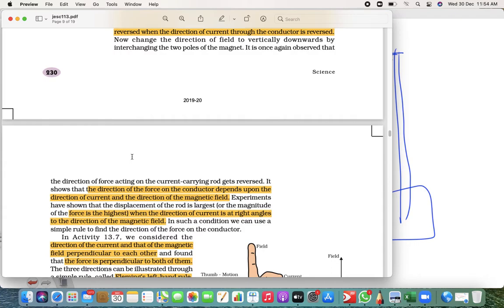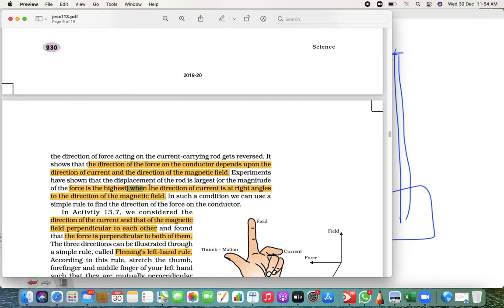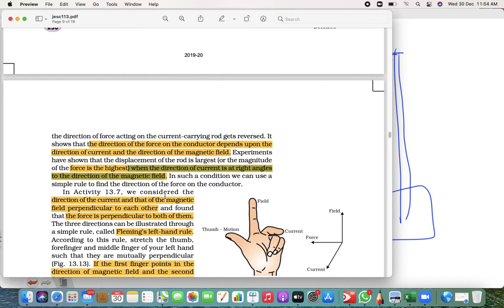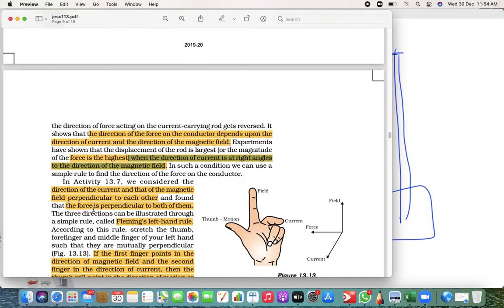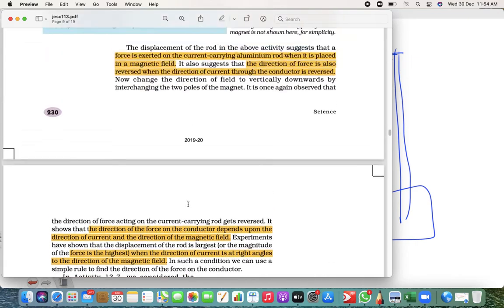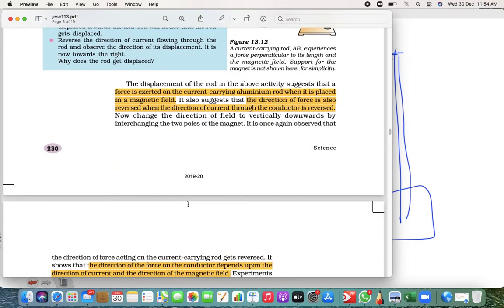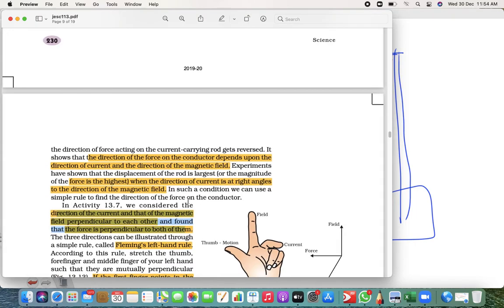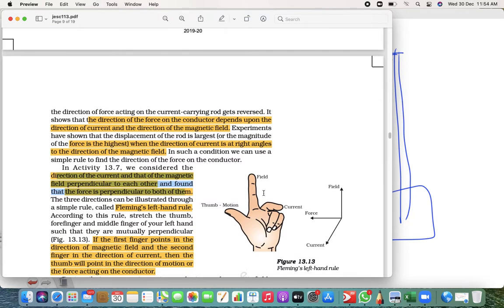The direction of force on the conductor depends on both the direction of current and the direction of magnetic field. When the direction of current is at a right angle to the magnetic field, the force is maximum, the highest. Can you see it? That is when they are perpendicular to each other. And who gives you the answer in which direction it is attracted? That is called Fleming's left hand rule.